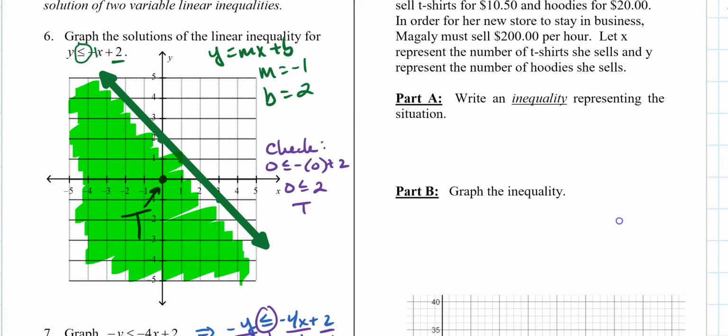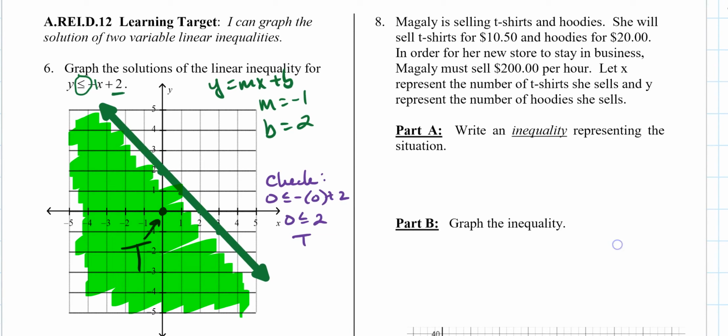Alright, moving on to number 8. Magali is selling t-shirts and hoodies. She will sell t-shirts for $10.50 and hoodies for $20. In order for her new store to stay in business, Magali must sell $200 per hour. Let X represent the number of t-shirts she sells and Y represent the number of hoodies she sells.